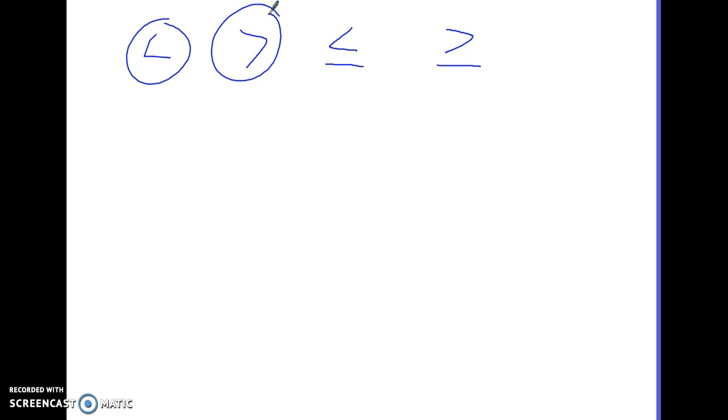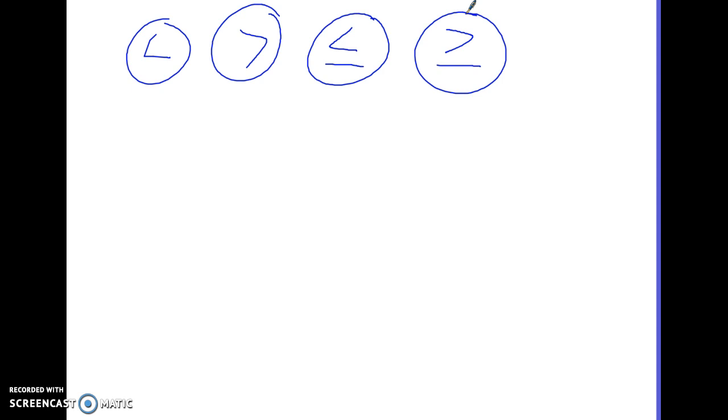We also have our less than or equal to. Words to describe this one are is less than or equal to, is at most. And our last one is our greater than or equal to, and we can use words to describe this one as is greater than or equal to, is no less than, is at least.